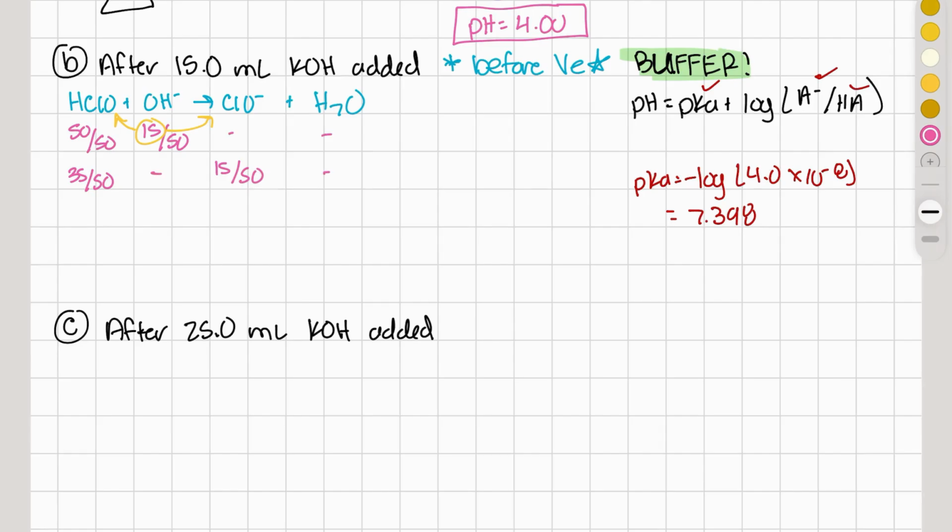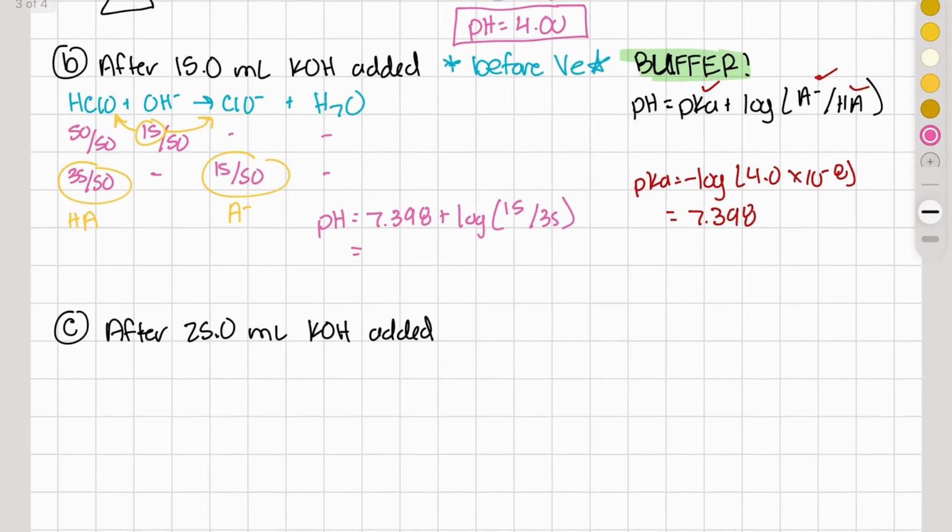All right. So with these numbers in mind, I can go ahead and plug these directly into Henderson-Hasselbalch, where this is A minus and this is HA. So I'm going to say that pH equals 7.398 plus the log of 15 over 35. I'm going to go ahead and just ignore these denominators because they're just going to cancel out anyway. And this is going to tell me that pH equals 7.03.